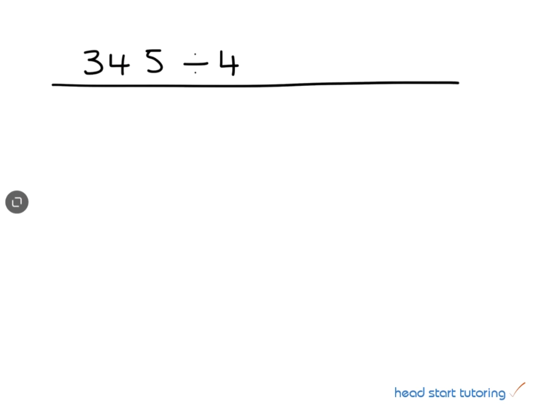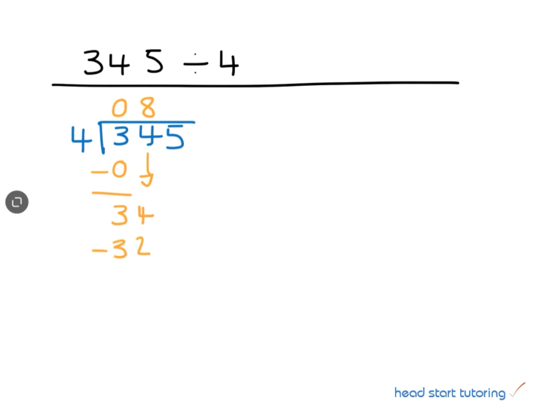Let's now have a look at 345 divided by 4. Right, so 4 into 3 doesn't go. 0 times 4 is 0. 3 minus 0 is 3. Bring down our 4. 4 into 34 is 8. 8 times 4 is 32. And a difference of 2. We bring down our 5. 4 into 25 fits 6 times. 6 times 4 is 24. And we get a remainder of 1. So there's our remainder of 1.